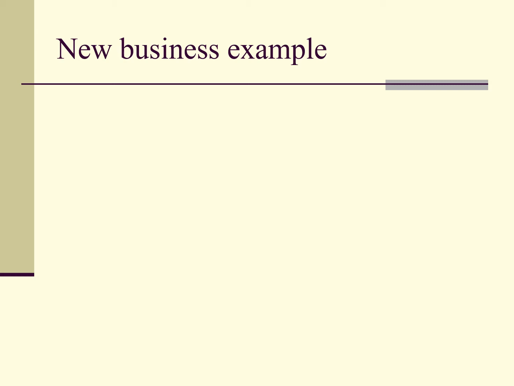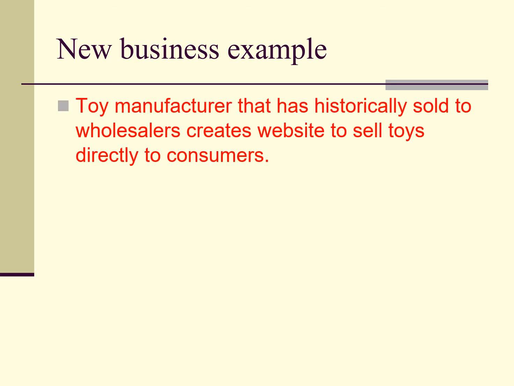Here's an example of a new business startup subject to Section 195. See the text at 7.043b. Toys Inc. is a long-time maker of educational toys. Its historic business has been to manufacture toys which were sold to wholesale distributors. The company created a new website to sell its products directly to customers.